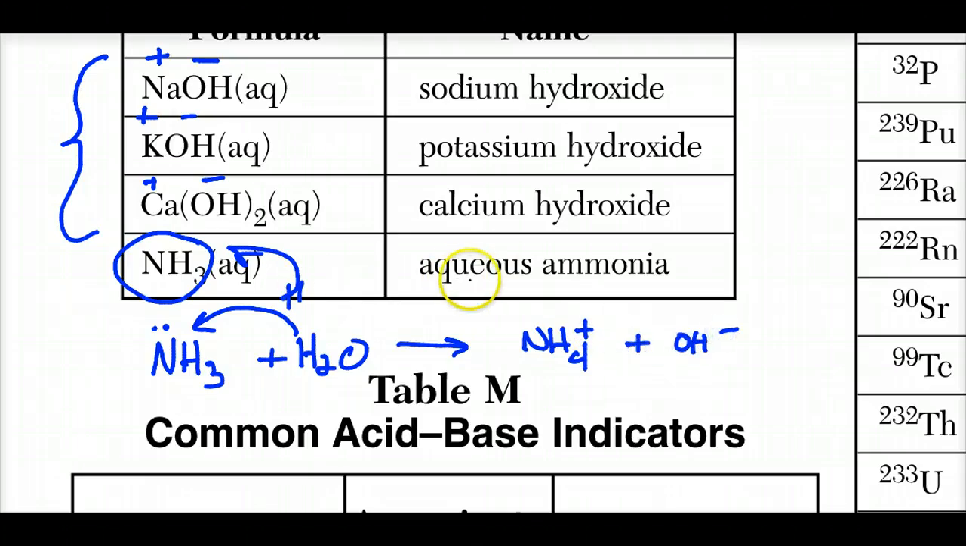So indirectly it creates a basic environment. By accepting an H, it's acting as a base, and by water giving off an H, it's acting as an acid. So this comes from the other definition, you're responsible. These are Arrhenius bases; this one's not, it doesn't have hydroxide.